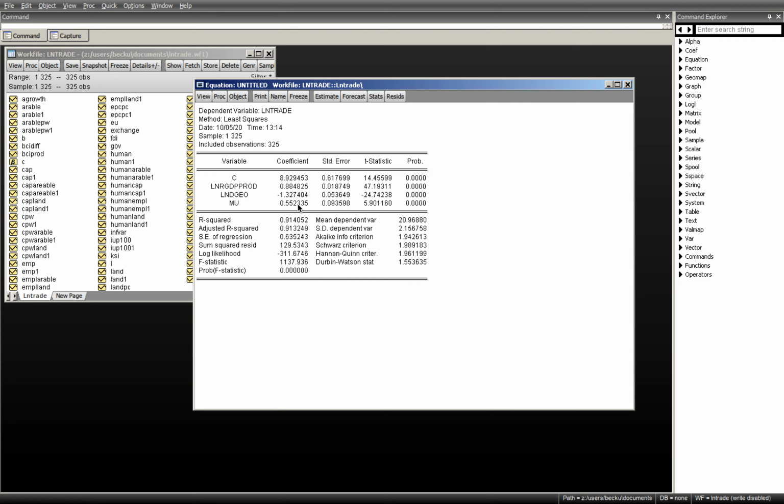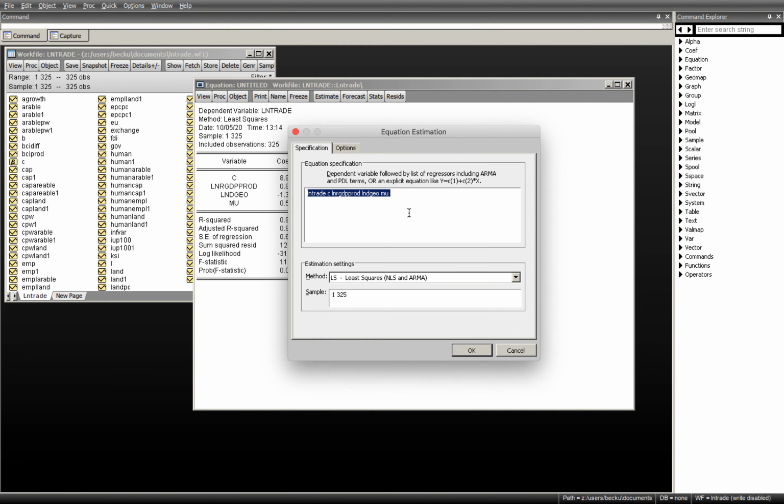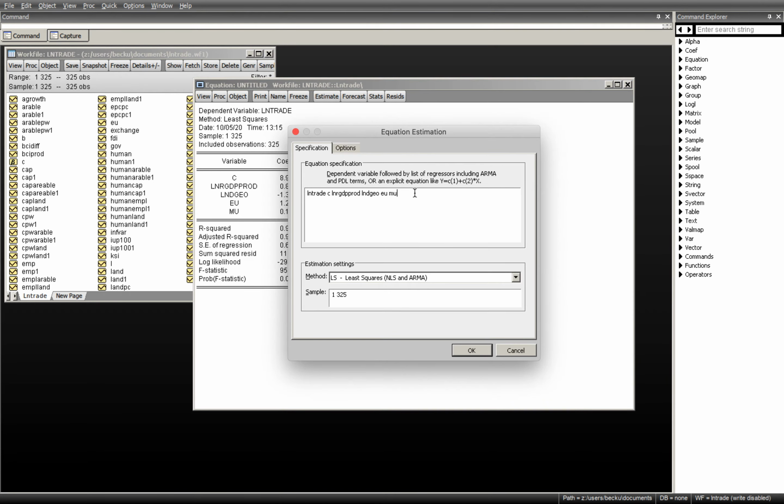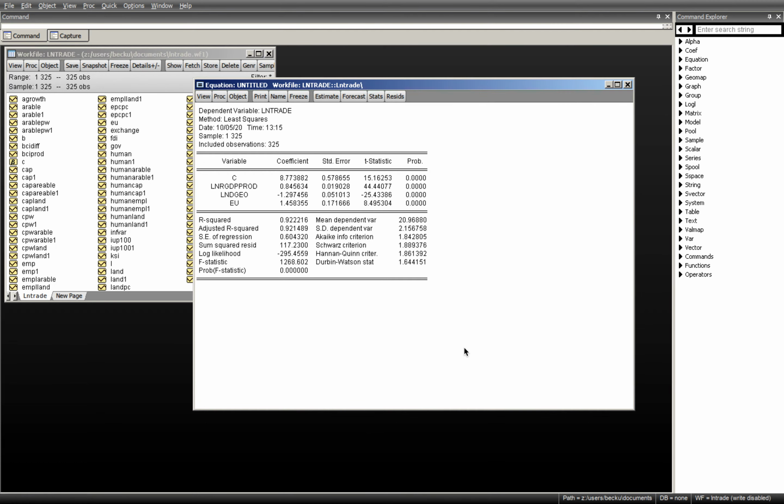But look here, there's a little trap, because MU and EU, so being in a monetary union and in the European Union, are highly correlated, right? So let's put those variables together and see which one of them performs better. Well, in this case, we see that it is European Union membership. So for now, let's discard monetary union membership in further considerations.